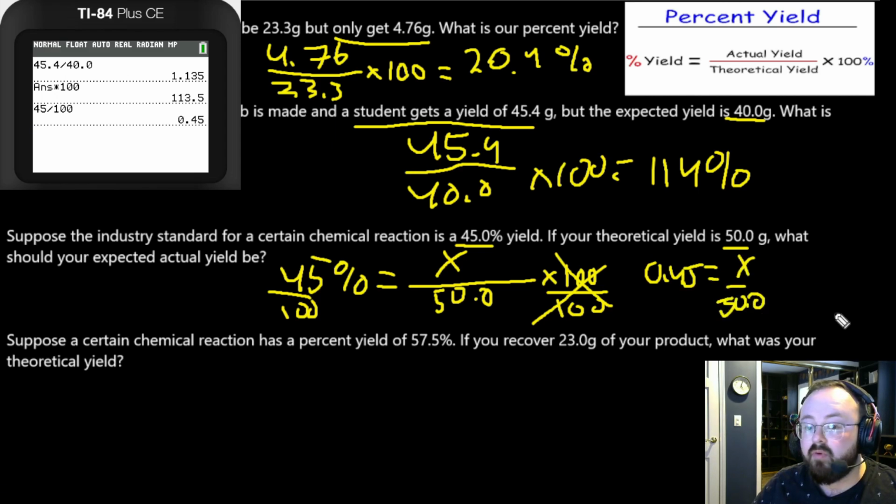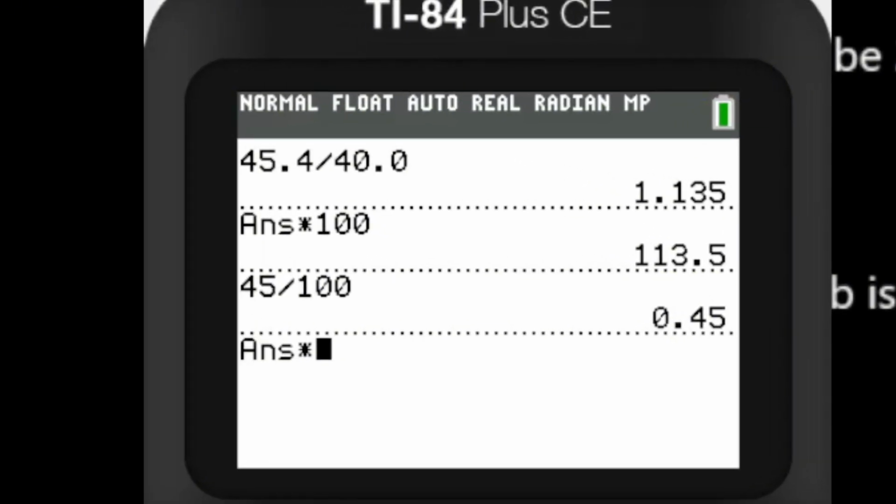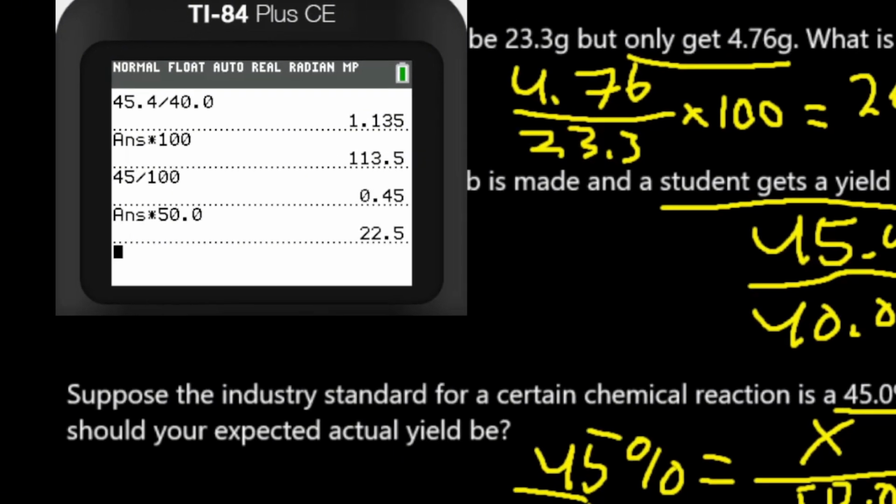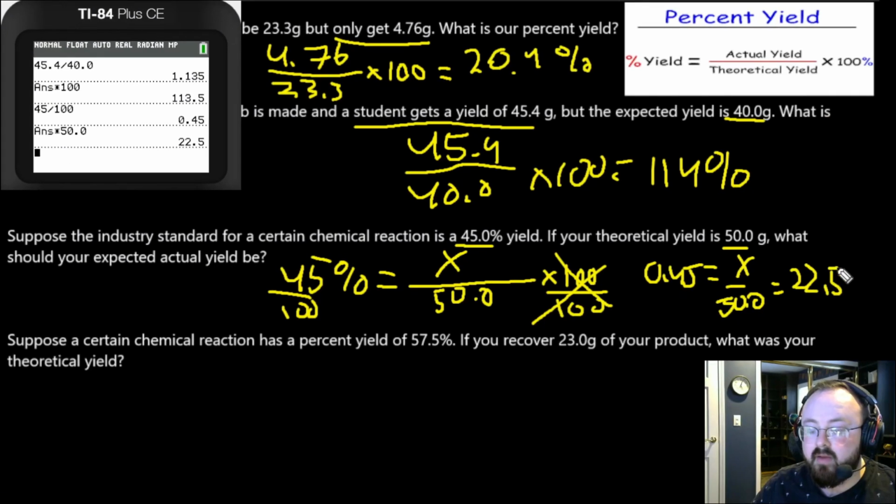We can multiply both sides of my equation there, and that can give us our answer. So we are taking that number times 50.0, and that gives me my expected actual yield, which would be 22.5, and we do need a unit here. It is grams. 22.5 is just a number, grams. Notice I included the percent up top. All right, last one here.